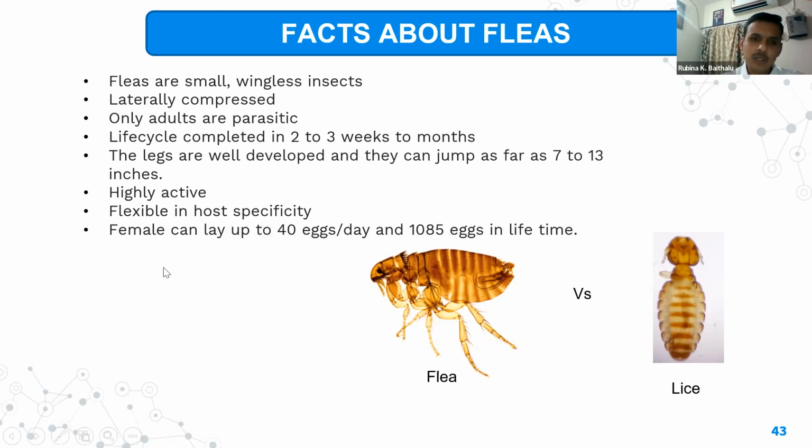It is mostly found in sheep and goat. They are highly active and very flexible compared to lice, including in host specificity. One female flea can lay up to 40 eggs, and in her whole lifetime can give rise to 1,085 eggs. This is the basic difference between flea and lice: lice are very specific, whereas fleas are not that specific. By seeing the morphology also, you can clearly differentiate them.